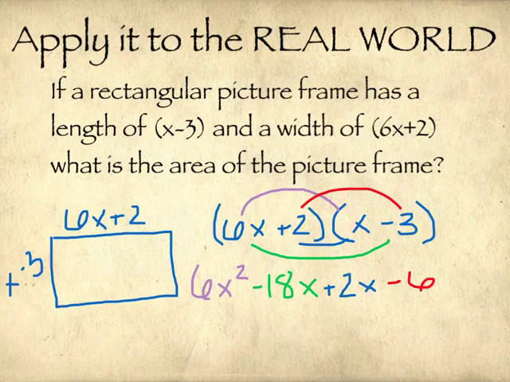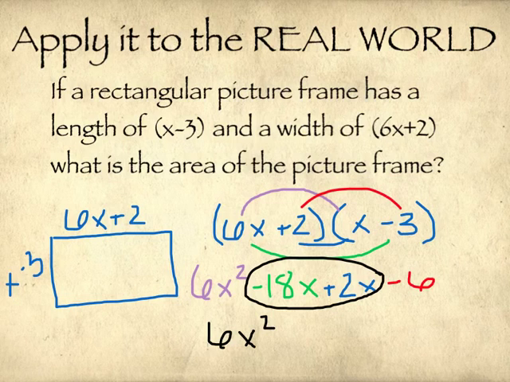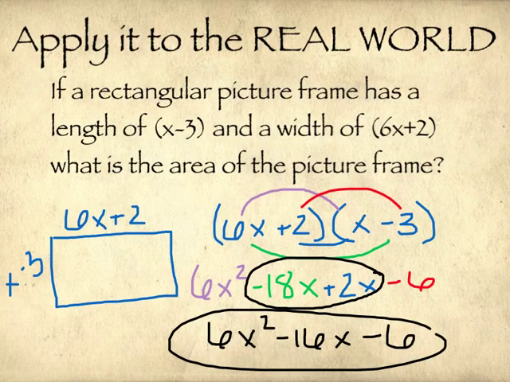We then go through and combine our like terms. And we will get 6x squared. Negative 18x plus 2x gives us negative 16x minus 6. And that is our final answer there. That would be the area of our rectangle.